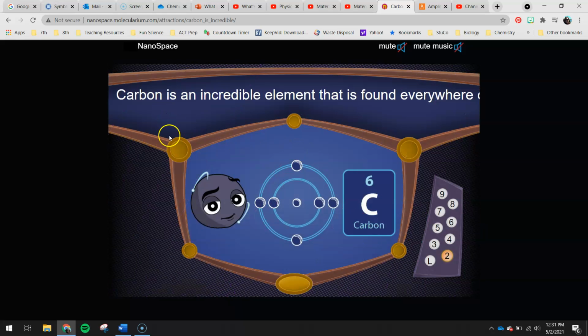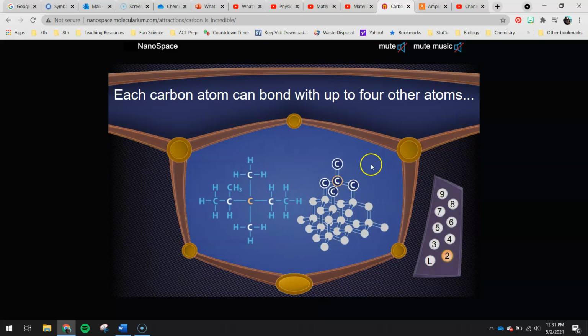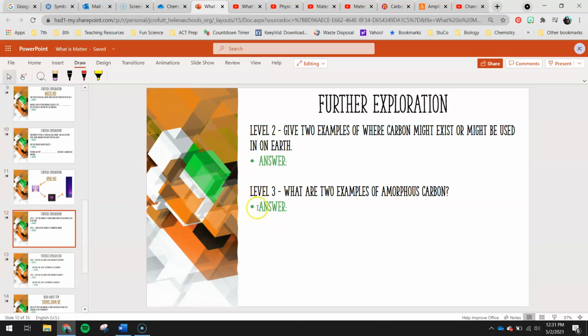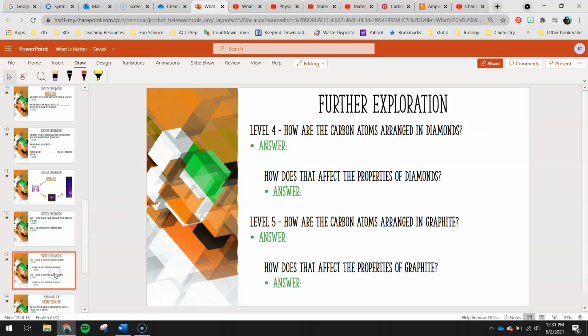Once your elevator reaches it, you're going to have a chance to learn a little bit about carbon. Carbon is an incredible element that is found everywhere. You can click to advance. Each carbon atom can bond with up to 4 carbon atoms. Keep reading through those until you have answered those questions. Then move on to level 3. What are 2 examples of amorphous carbon? Level 4, how are the carbon atoms arranged in diamonds? And how does that affect the properties of diamonds?